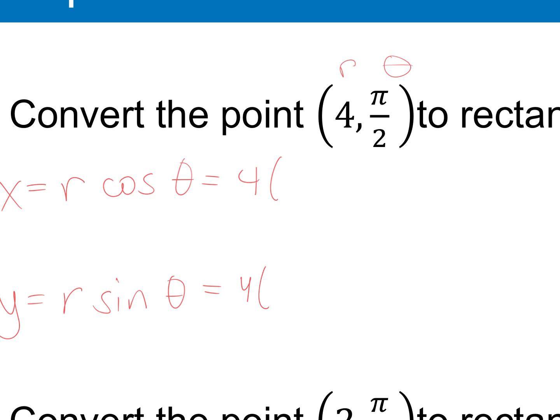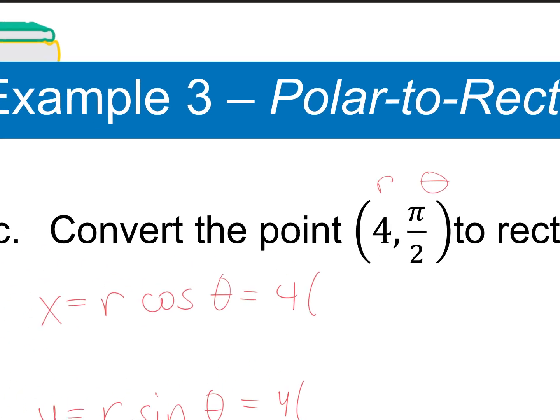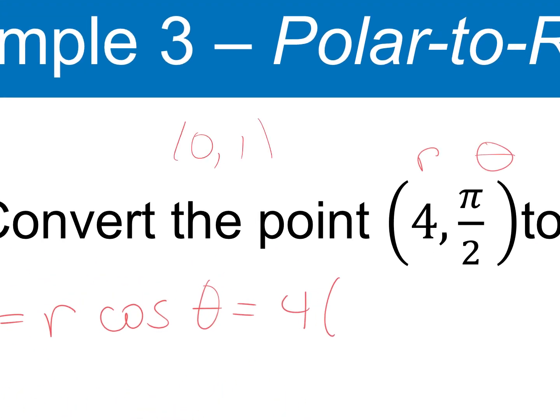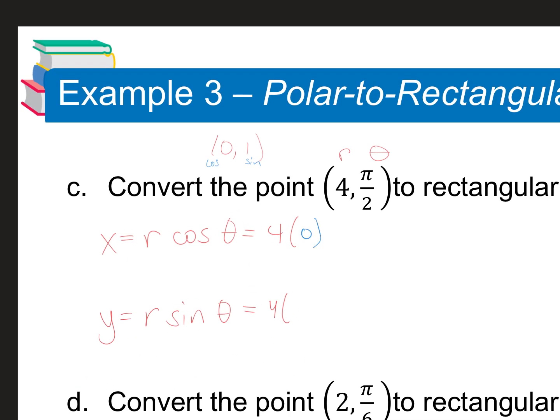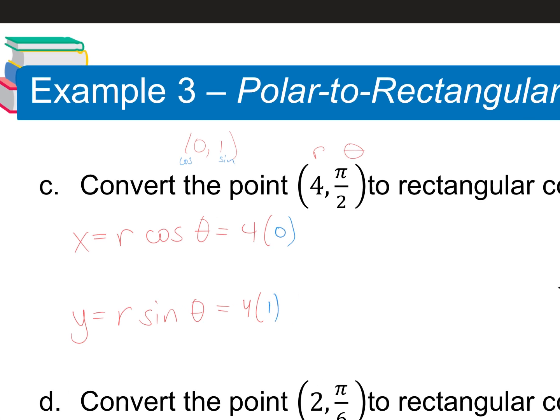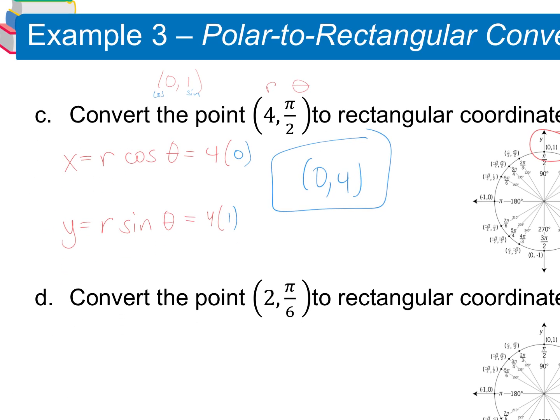Now, pi over 2. Well, what's the ordered pair at pi over 2? 0, 1. It's 0, 1. I know you guys know this, but it might be helpful, just so you don't make a silly mistake, to say, okay, this is my cosine and this is my sine, right? So I'm going to say 4 times 0 and 4 times 1, correct? So what's my ordered pair? 0, 4. Good. Anybody have any questions? Let's do one more like this, and we'll go the other way.